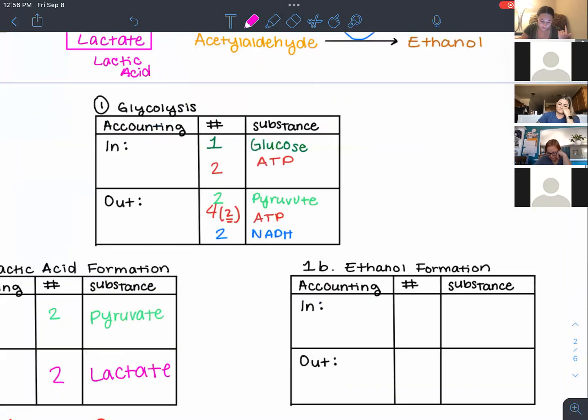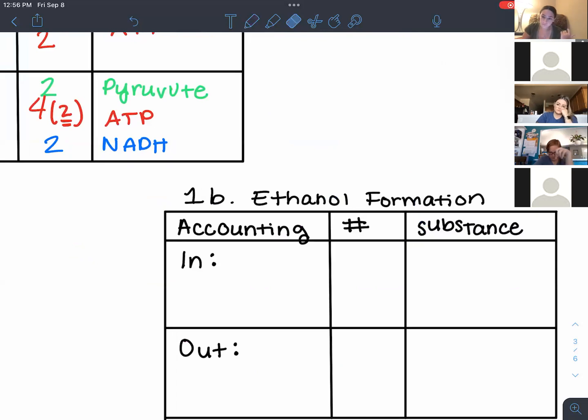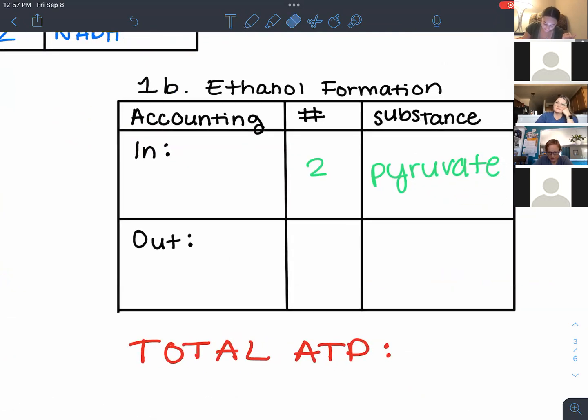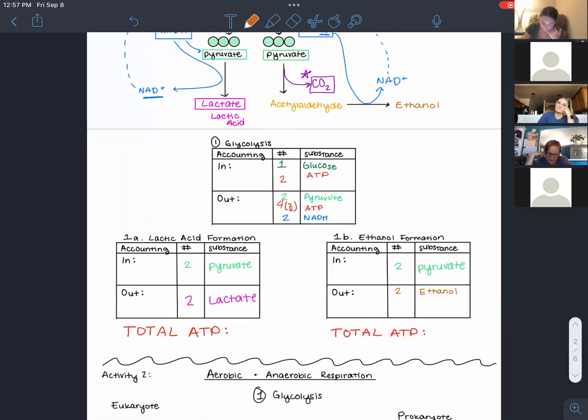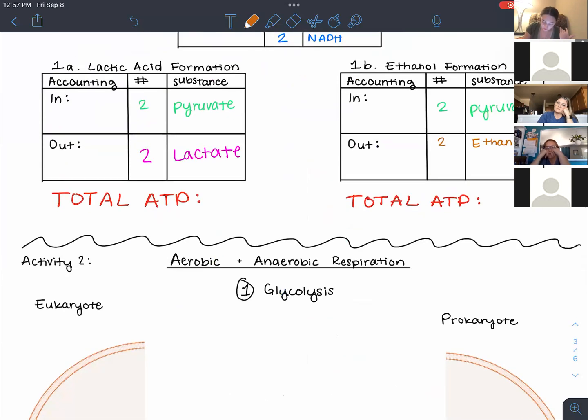So then for ethanol formation, what went in? 2 pyruvate. And what came out? 2 ethanol. Yes. Well, with the extra steps, you get CO2 and acetyl. I'm just talking about end products. So our end products are ethanol and CO2.